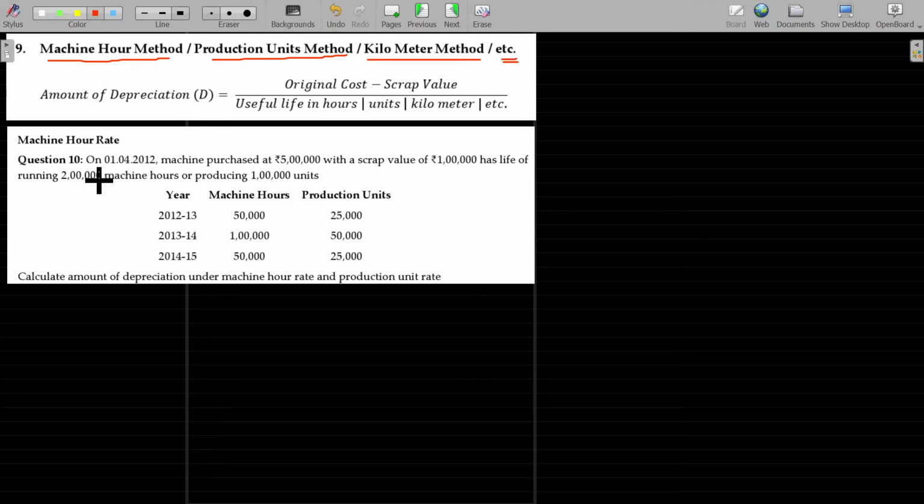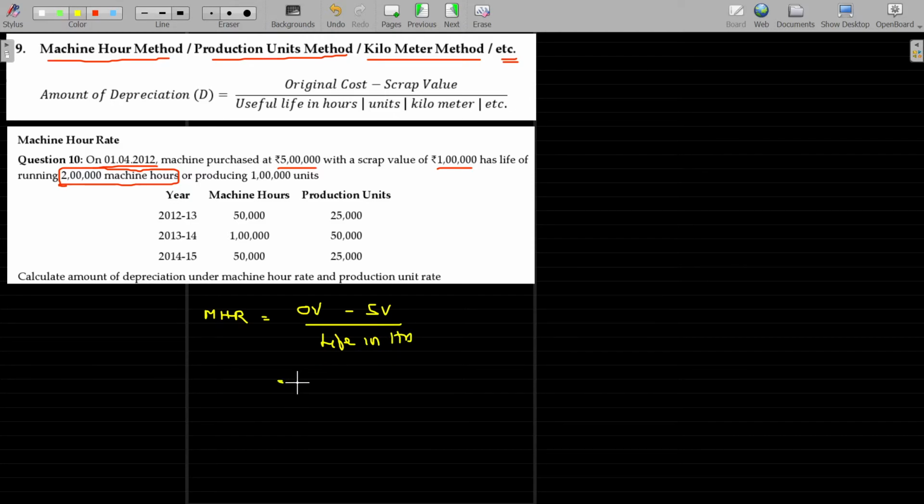Let's see here. On 1/4/2012, a machine was purchased for rupees 5 lakhs with a scrap value of rupees 1 lakh and a life of running 2 lakh machine hours. This machine will work for how many hours? 2 lakhs. Then how do you calculate the depreciation under the machine hour rate method? Original value minus scrap value, divided by life in hours.